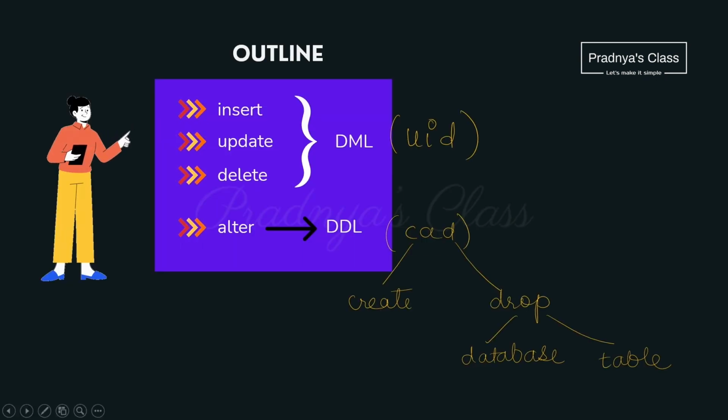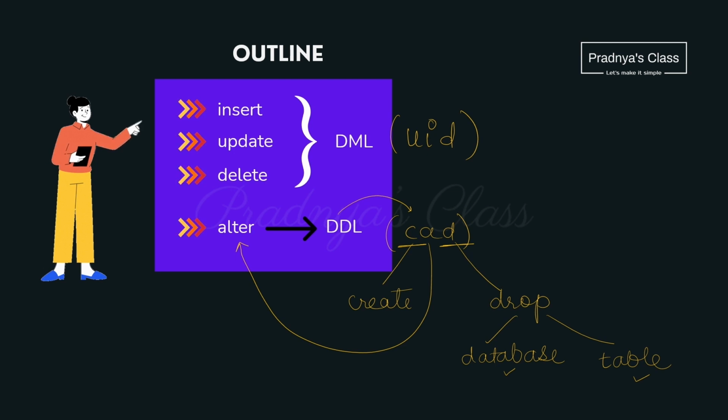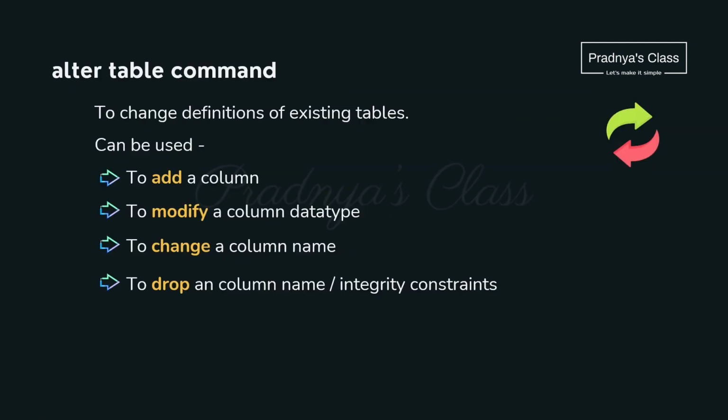Alright then, let's talk about the remaining MySQL commands. From DDL we understood the create and drop commands. With the help of the drop command we can drop a database as well as a table. From this category only one command is left, that is the alter command. Let's go through it. The alter command can be used in different ways. The first usage is to add a column. The second usage is to modify a column data type. We can even use the alter command to change the column name. And finally, we can drop a column or any constraint that we applied on the table.